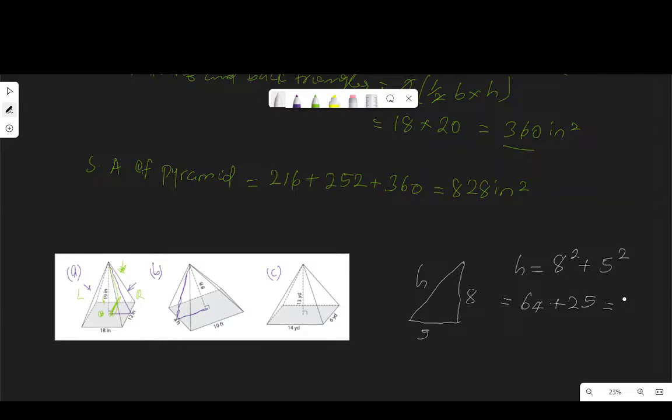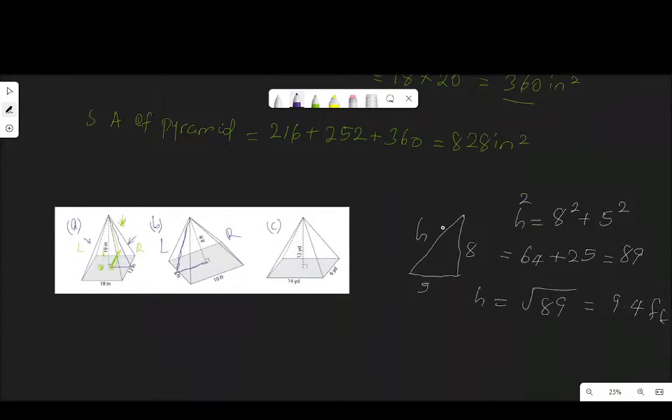64 plus 25 is 89. So h will be the square root of 89, and the square root of 89 is 9.4 approximately. 9.4 feet. That is the height of the left and right triangle. This is the left triangle and this is the right triangle. Both of them are exactly the same.